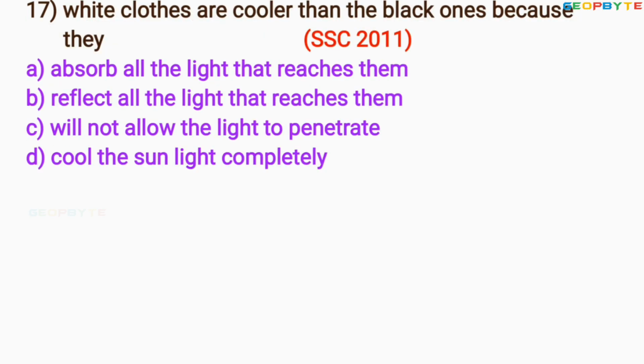Similarly, 17th one, asked in 2011 for SSC exam. White clothes are cooler than the black ones because they, dear friends, remember the white clothes reflect the light which is falling on the white clothes. Therefore, option B is absolutely correct. The black bodies are the best heat absorbers, whereas white bodies are reflectors. Therefore, option B is absolutely correct.